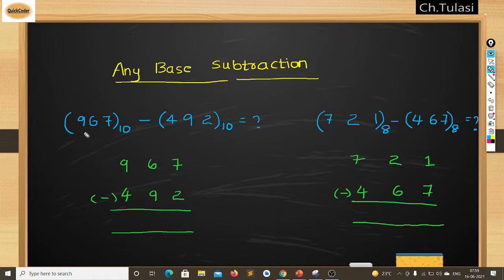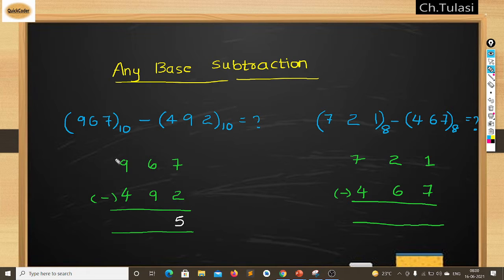Suppose we take two decimal numbers, 967 and 492. What we usually do is subtract the smaller number from the bigger number. Digit by digit, 7 minus 2: as 7 is greater than 2, 7 minus 2 is 5. Again, 6 minus 9 is not possible because 6 is smaller. We cannot take 9 from it.